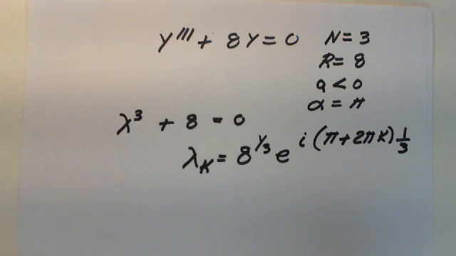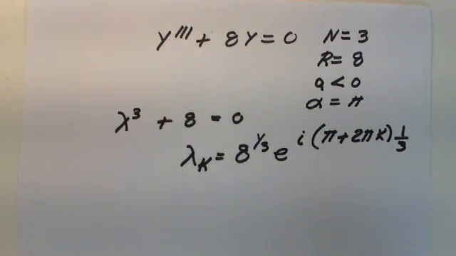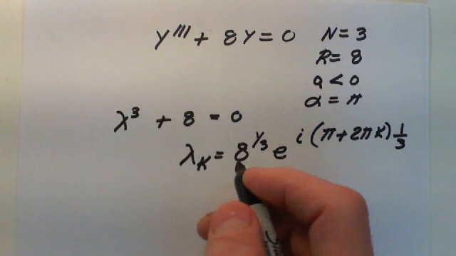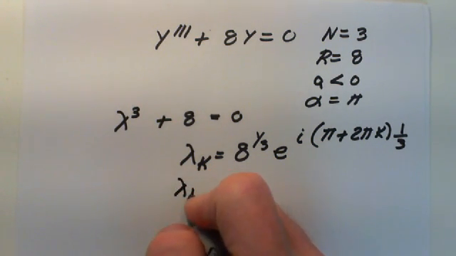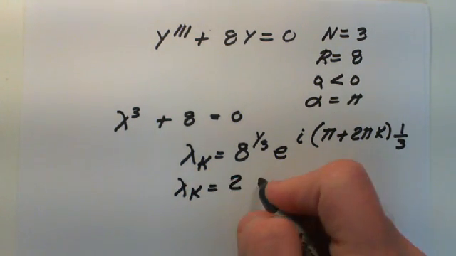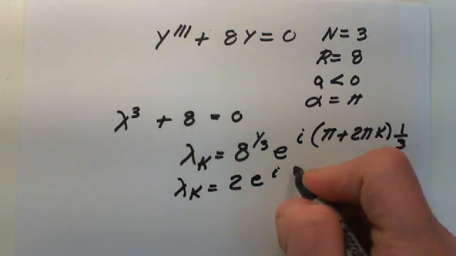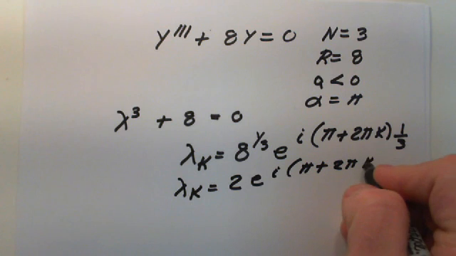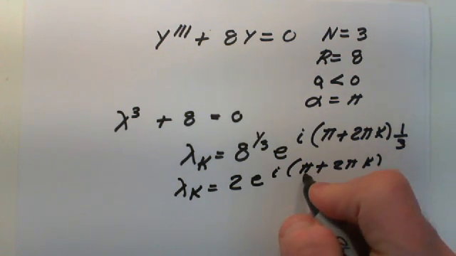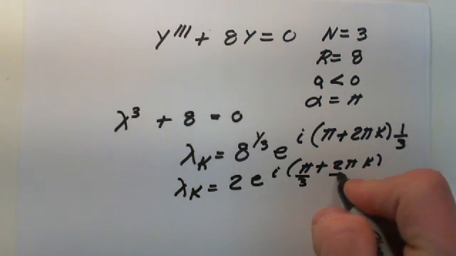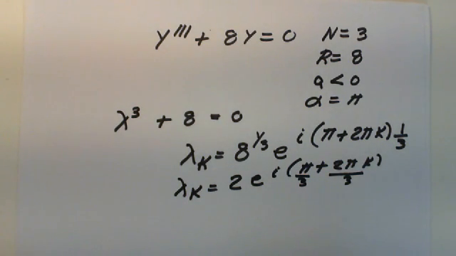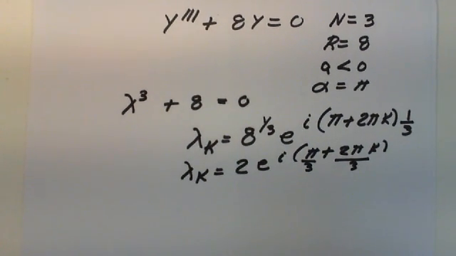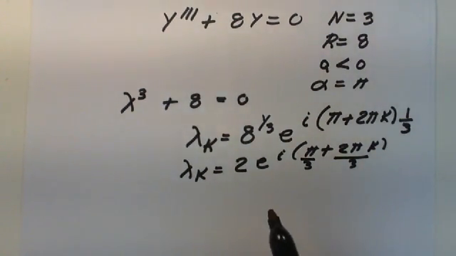Alright, so now let's go ahead and see if we can simplify this. So we can say that lambda k is going to equal 2 e^(i(pi plus 2 pi k)). And what you can do here, if you want, you can just make these each over 3. Alright, so now let's do our three, how many conditions we have? We got 0, 1, 2, and 3. We have 4 conditions.